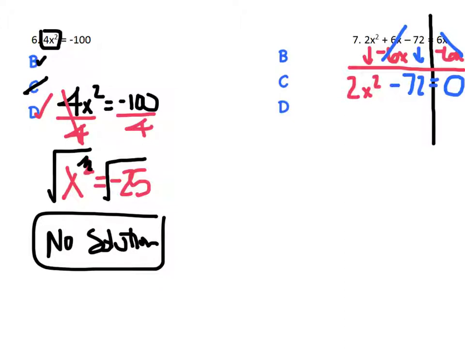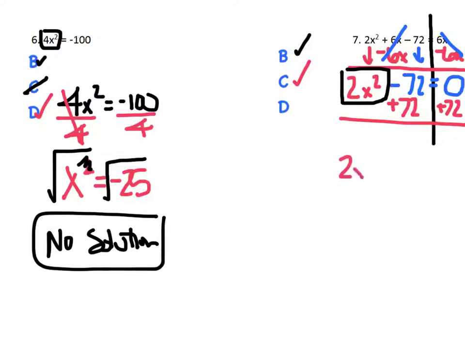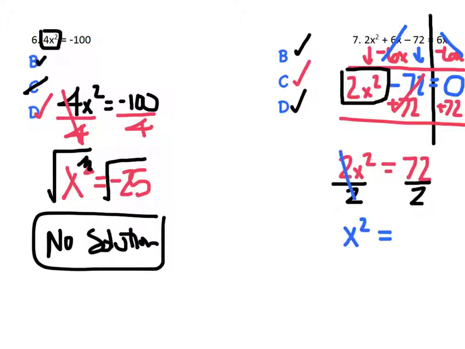So now I can actually work this out as before. First thing I do is box my variable. Notice there's only one variable, so that always makes it easy. I'm going to now cancel what's beside it by adding 72 to both sides. So we end up with 2x squared equals 72. D stands for divide by the number inside our box, which is 2. And we end up with x squared equals 36.